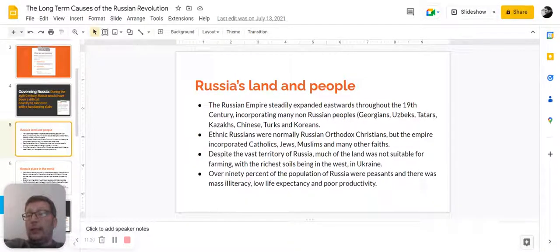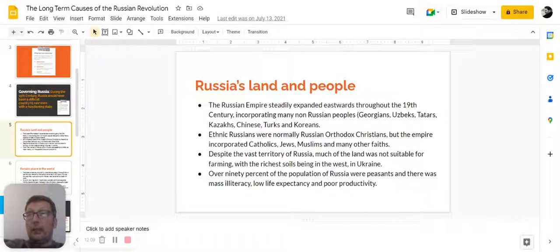So Russia kept expanding eastwards throughout the 19th century. The Russian Empire steadily expanded eastwards throughout the 19th century, incorporating many non-Russian peoples: Georgians, Uzbeks, Tatars, Kazakhs, Chinese, Turks, and Koreans. Ethnic Russians were normally Orthodox Christians, but the empire incorporated Catholics, Jews, Muslims, and many other faiths. Despite the vast territory, much of the land was not suitable for farming, with the richest soils being in the west, in Ukraine. Over 90% of the population were peasants, and there was mass illiteracy, low life expectancy, and poor productivity. So you've got some crippling fundamental weaknesses in this vast land empire.